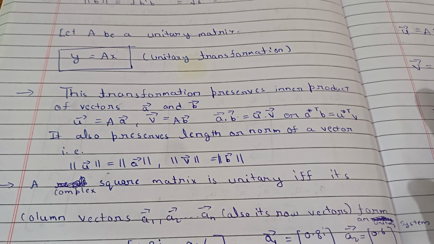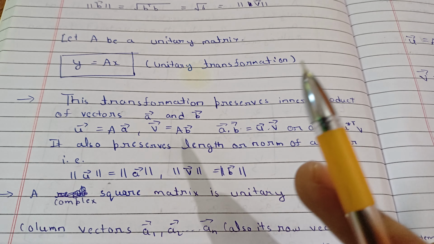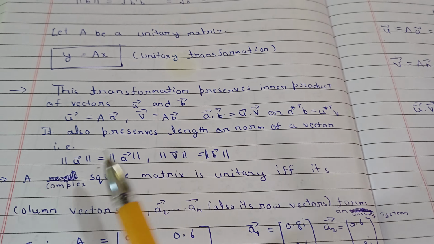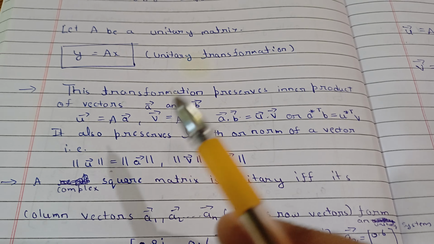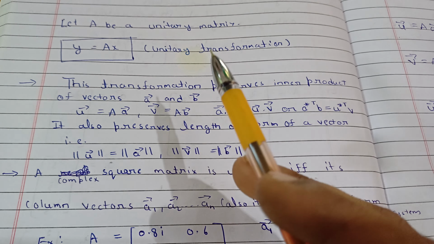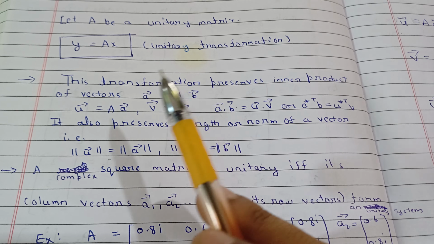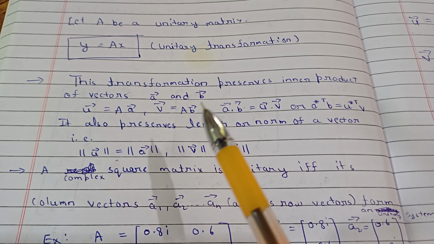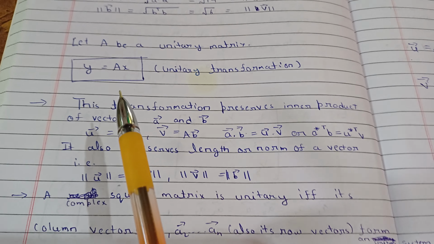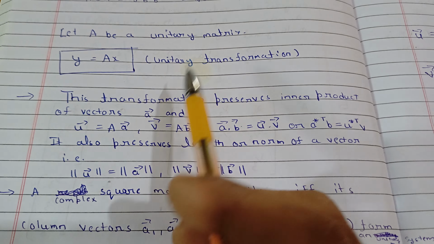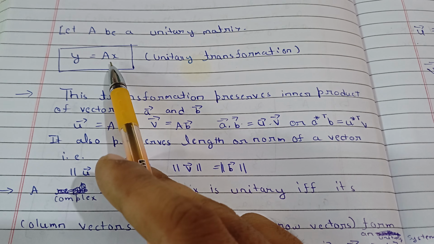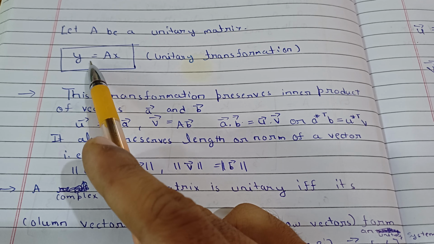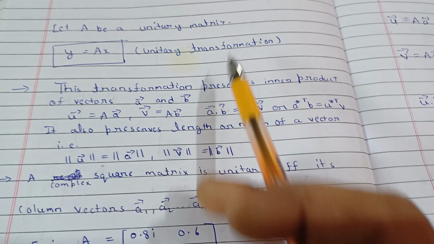In the last lecture we studied the orthogonal transformation, and I told you that the unitary transformation is the same as the orthogonal transformation. We know that a unitary matrix is one where A dagger is equal to A inverse. So what happens if you operate a unitary matrix on any vector and you get a new vector? That is the unitary transformation.